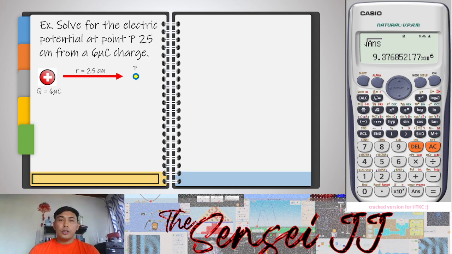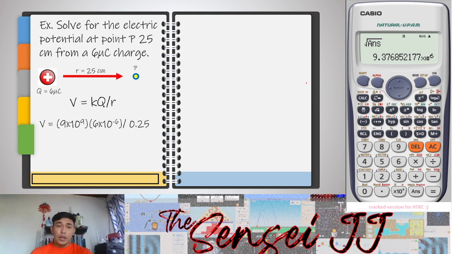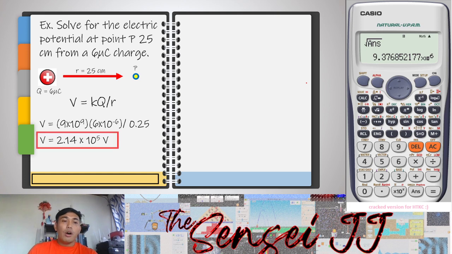Okay. So let's try to solve for this. So we have here our formula of V is equals to KQ all over R. So we have here our V, or our electric potential, of 9 times 10 raised to 9 multiplied to 6 times 10 raised to negative 6 all over 0.25. So 0.25 converted na siya into meters. Okay, so let's try to solve for this. We have our V of 2.14 times 10 raised to 5 volts.